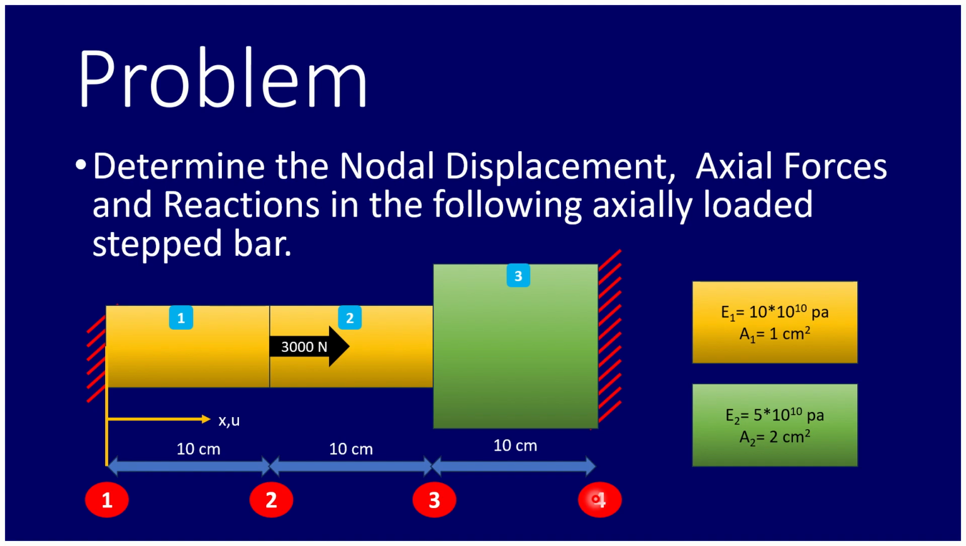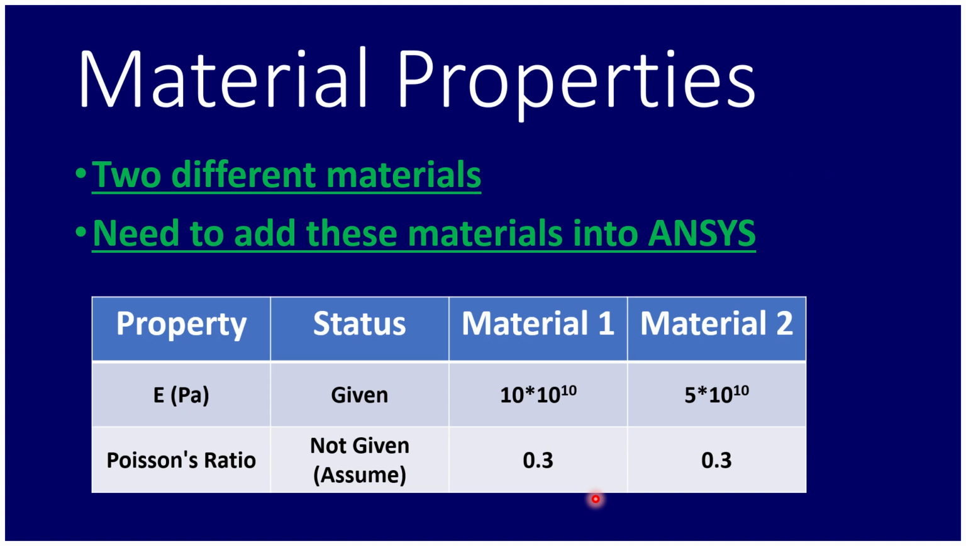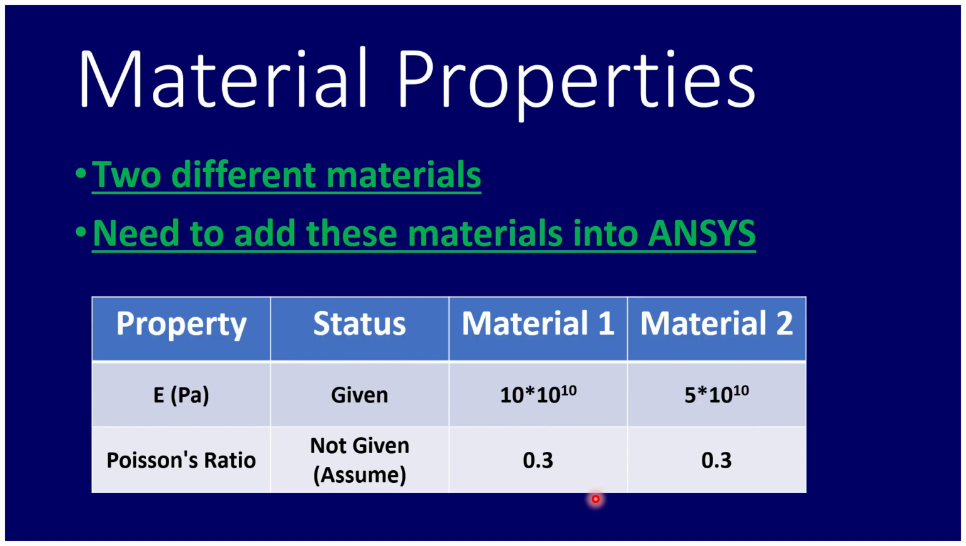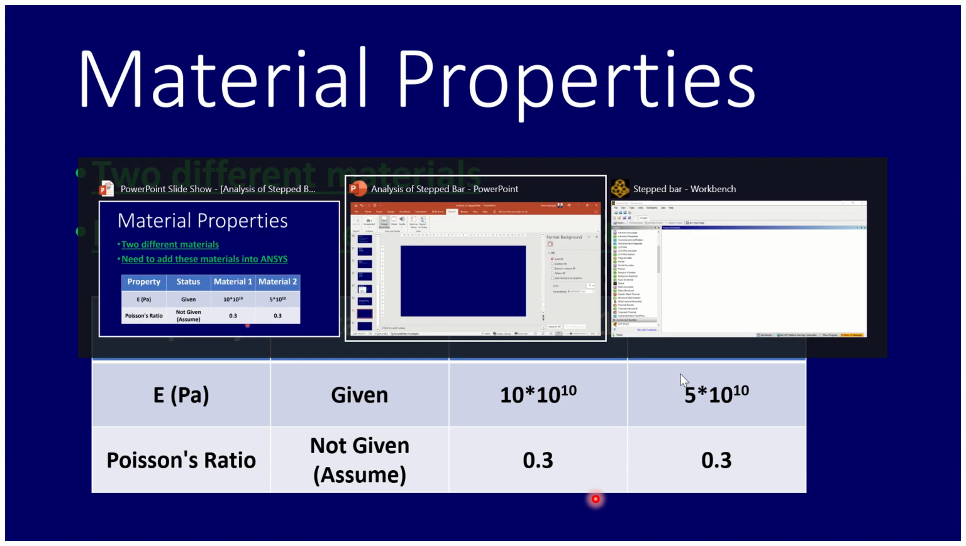Okay, so let's move to the material properties. Two different materials are given. For element 1 and 2 we have the same elemental properties, and for element 3 we have different elemental properties. Okay, now we need to add these materials into Ansys. So the property E is given, we have to assume the Poisson's ratio, and here we are going to assume it 0.3, that is the standard one.